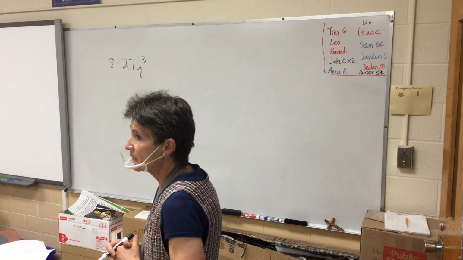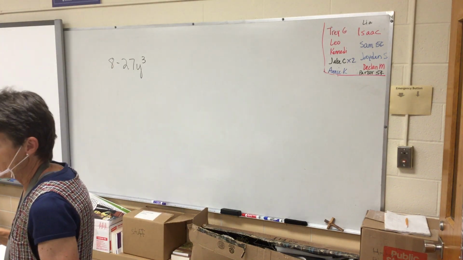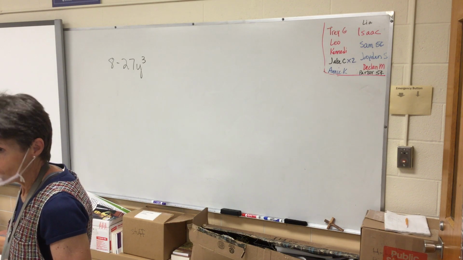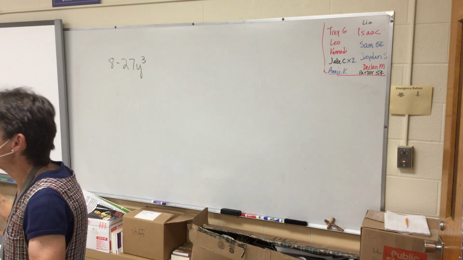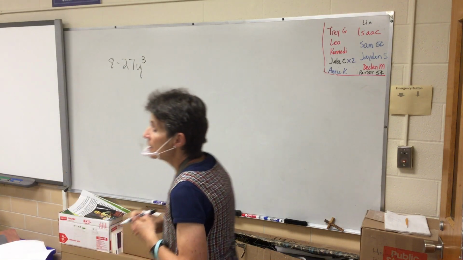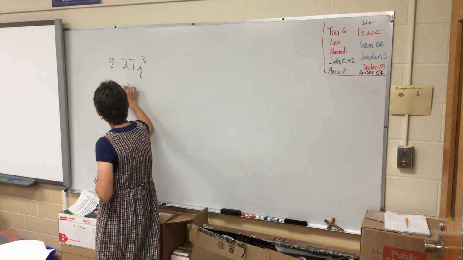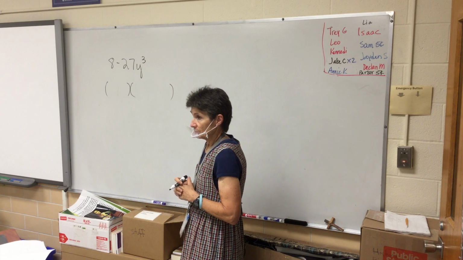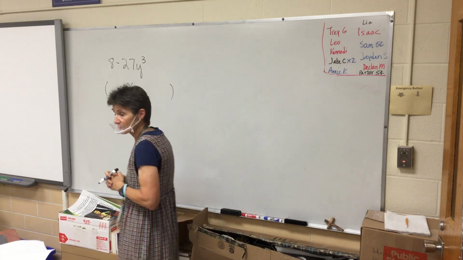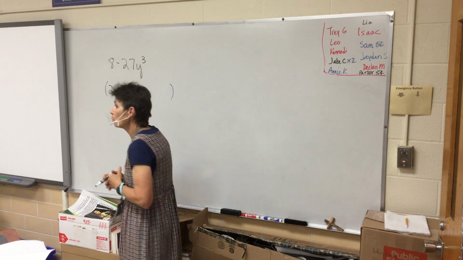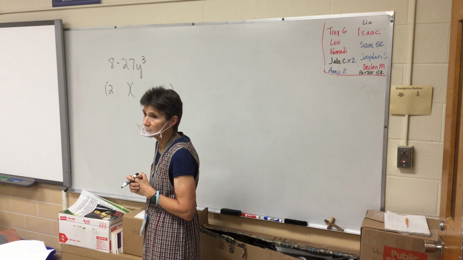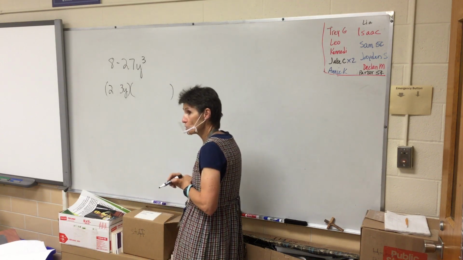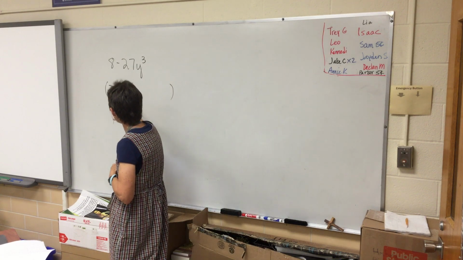You did this last year. Does the word SOAP ring any bells? Same, opposite, always positive. That's the acronym we remember when we're factoring cubes. Do you remember how that works? You've got a small parentheses and a bigger parentheses. What's the cube root of 8? 2. What's the cube root of 27y cubed? 3y. So my first parentheses is going to be 2 minus 3y.